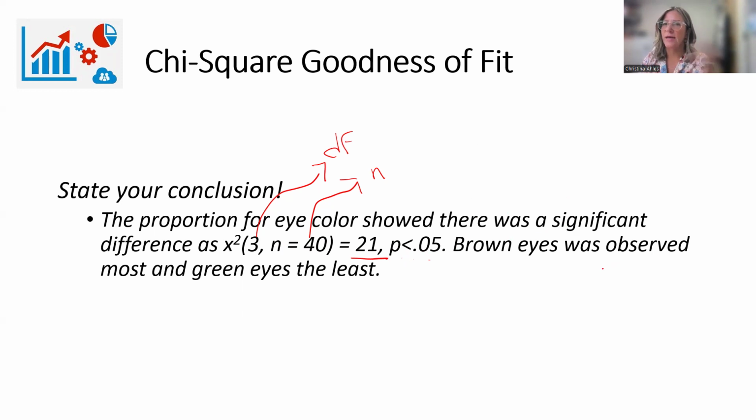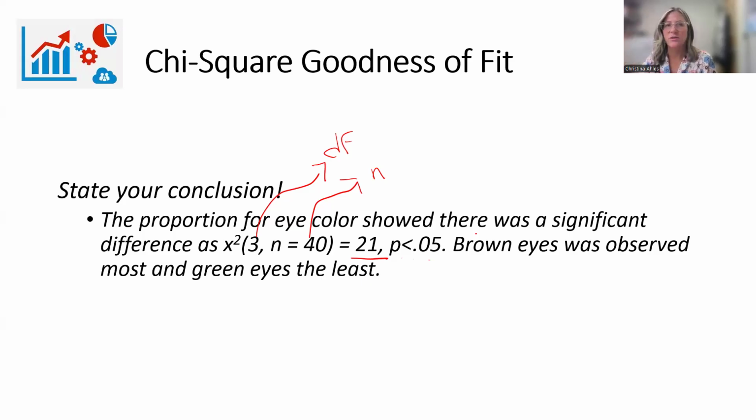And then I would just say what's happening. Brown eyes was observed most and green eyes the least. That was really the simplest way to explain it. What you see the most, what you see the least overall. So done and done with chi-square goodness of fit.